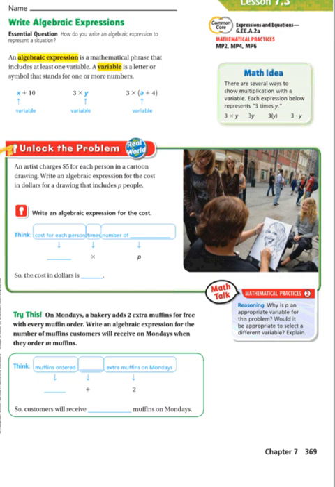An algebraic expression is a mathematical phrase that includes at least one variable. A variable is a letter or symbol that stands for one or more numbers.